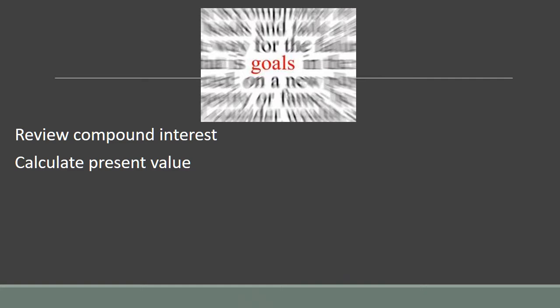Our learning goals: we are going to review compound interest from the previous lesson and calculate present value. Both this lesson plus the last lesson only deal with compound interest, not with simple interest. But instead of now finding the future value, we're going to find the present value, which, as you're going to see, is actually a little bit more useful to you, especially when you get older.